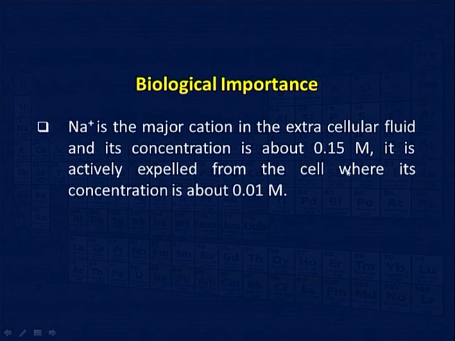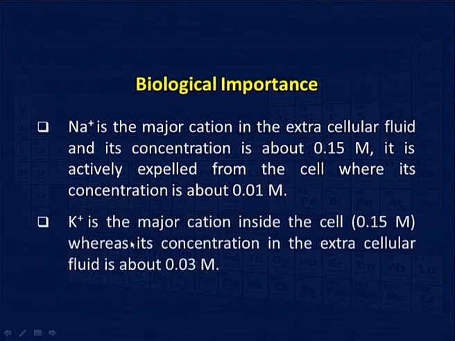Now, the biological importance. We all know about the biological importance of these metals, especially potassium and sodium, which are very important in biological systems, because we have all read about the potassium pump, and they control many things in our cell. They maintain the concentration. I will just mention a few of them. Sodium plus is the major cation in the extracellular fluid, and its concentration is about 0.15 M. It is actively expelled from the cell, where its concentration is 0.01 M.